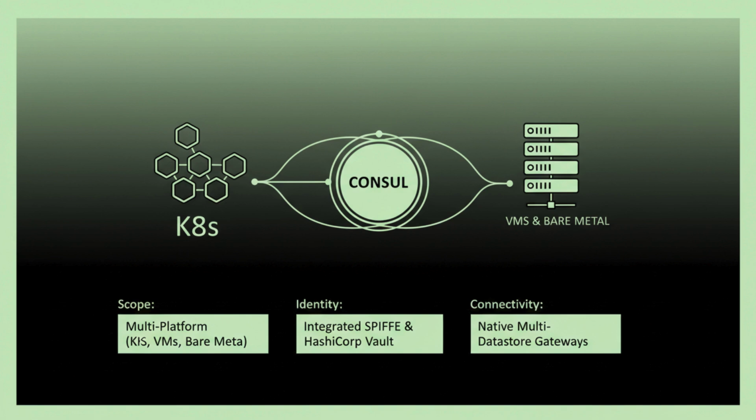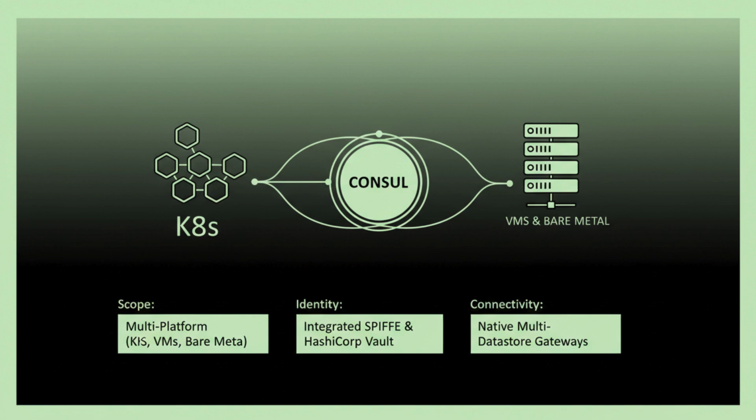Consul by HashiCorp is unique because it was a service discovery tool long before it was a service mesh. This heritage makes it the ideal candidate for hybrid environments where microservices are split between Kubernetes and traditional virtual machines. Consul Connect extends its service-to-service identity and authorization to any infrastructure. It integrates seamlessly with the HashiCorp stack, including Vault for secrets management and Nomad for orchestration.